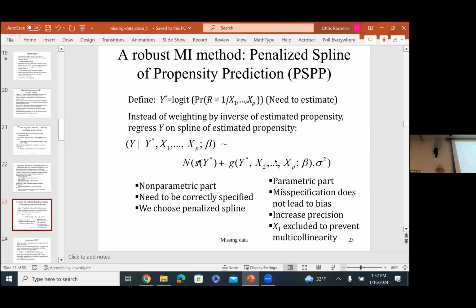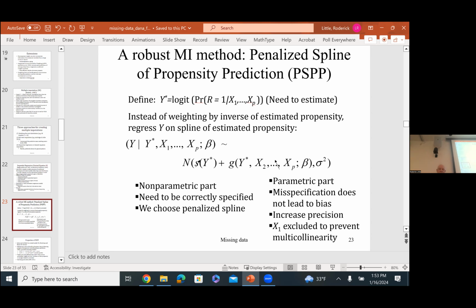So the basic idea of this more robust approach is you estimate the propensity to be missing. So this is univariate non-response. You could apply it to a general pattern with some tweaking, but let's suppose you have a single variable y that has missing values. Then do a logistic regression for response, as in response propensity weighting. But don't weight by the estimated propensity.